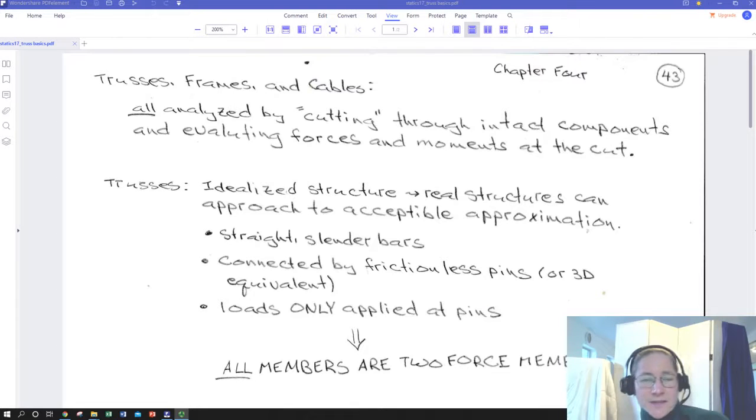Welcome, statics students. This is the first lecture in our series on structures, which include trusses, frames, and cables. Sometimes you'll hear frames and machines put into the same category.